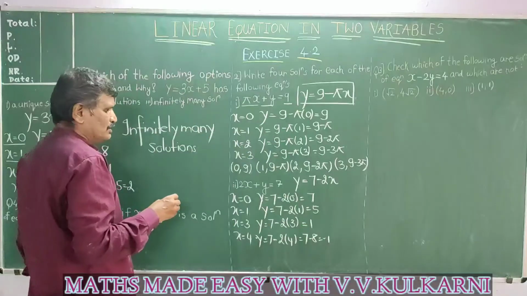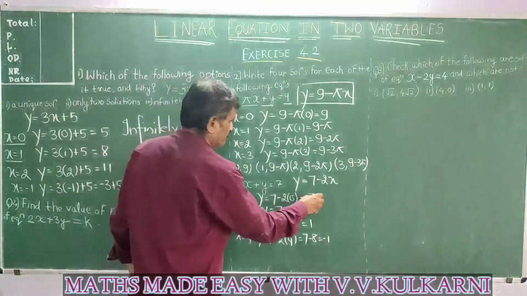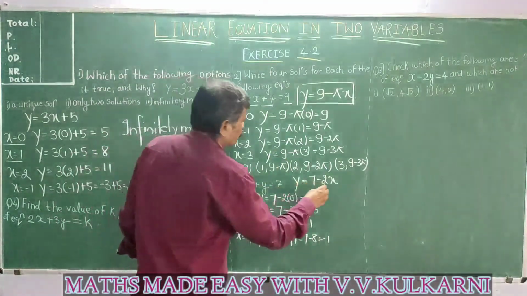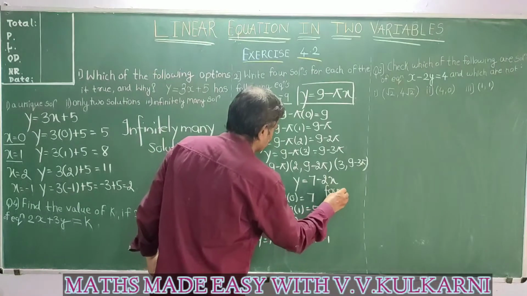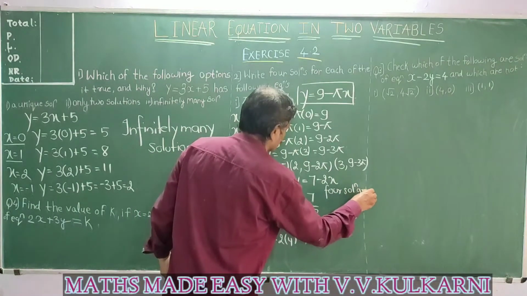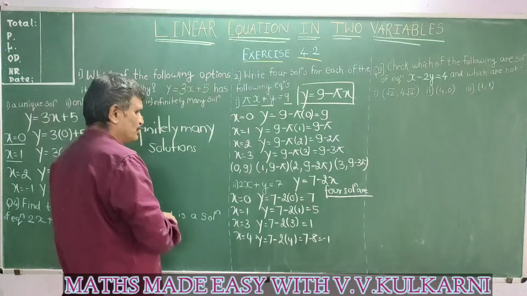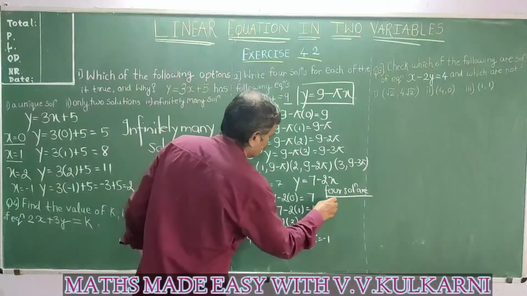So children, if you keep on putting some values of x, you will be getting corresponding values of y. So the four solutions are: when x is 0, y is 7.